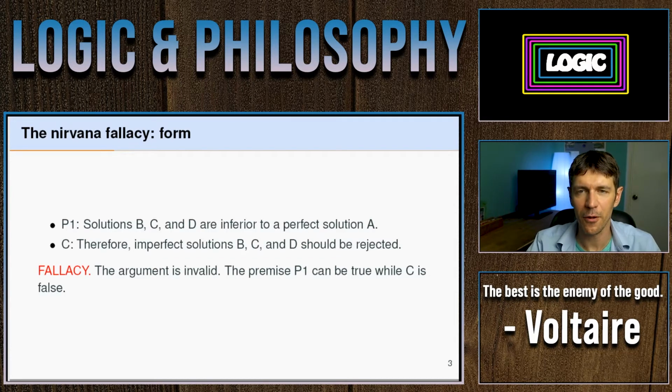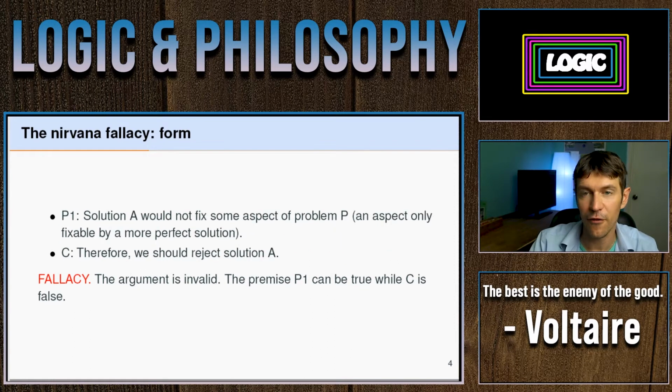Okay, let's look at the form of the fallacy. So I'm going to give two different forms of the fallacy. The first one begins by pointing out a couple different solutions to a problem. So you might say for the premise, solutions B, C, and D are inferior to some hypothetical perfect solution A. And so therefore, you would conclude that those imperfect solutions should be rejected. So this is fallacious because the argument is invalid. The first premise, that is solutions B, C, D are inferior to a perfect solution A, can be true while the conclusion is false. That is, there can be a reason why you should accept an imperfect solution over a more perfect solution.